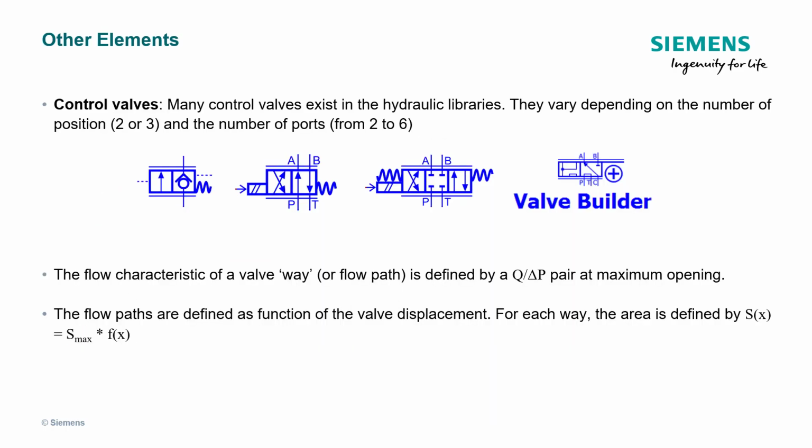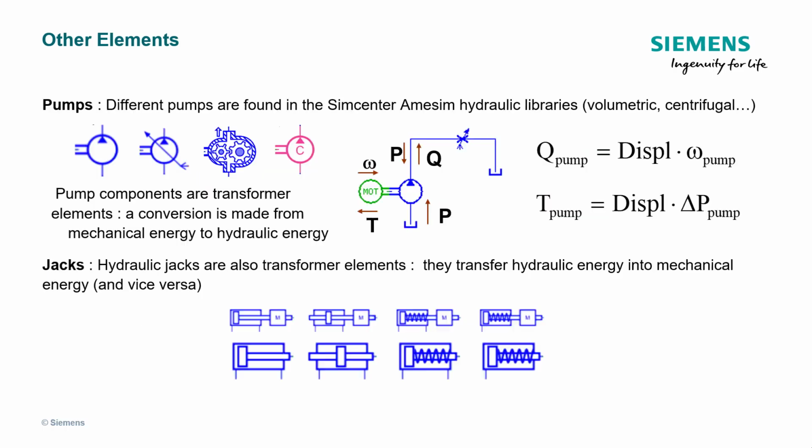There are also some other important components such as control valves, pumps, and jacks. Many control valves exist in the hydraulic libraries. They vary depending on the number of positions and the number of ports. The flow characteristic of a valve way or flow path is defined by a QDP pair at maximum opening. The flow paths are defined as a function of the valve displacement. For each way, the area is defined by Sx equals Smax multiplied by Fx.